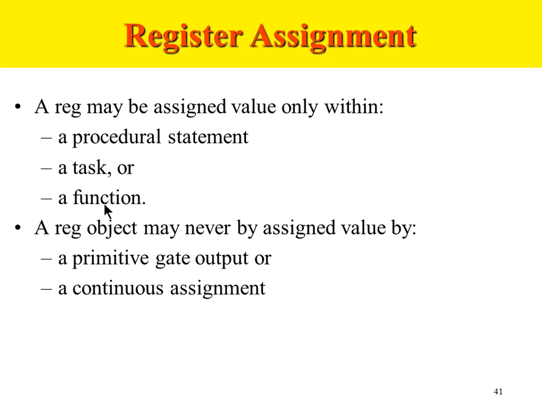A register object may never be assigned by a primitive gate output or a continuous assignment. A primitive gate output or a continuous assignment is done outside the always block and outside the initial block. A register assignment can be inside the always block or inside the initial block. It cannot be outside. That's why it cannot be done using a continuous assignment, or mapped to a primitive gate output. Primitive gate means a basic gate, like an AND gate, OR gate, NAND, NOR gate, etc. Those are the rules for assigning values to registers.